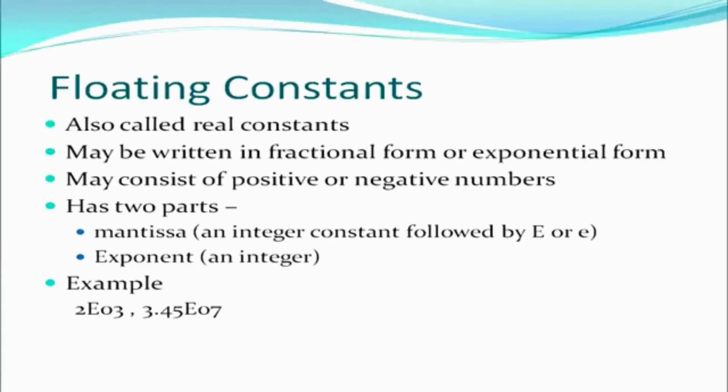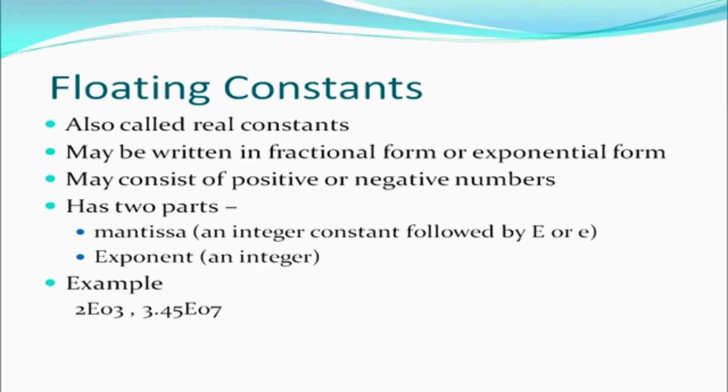Next, we move on to floating constants. You know that floats are the decimal numbers. Each float number or a real number, or we call them real constants, have two parts, a fractional form and an exponential form. They can be positive, as integers can be positive or negative, floats can also be positive, negative.